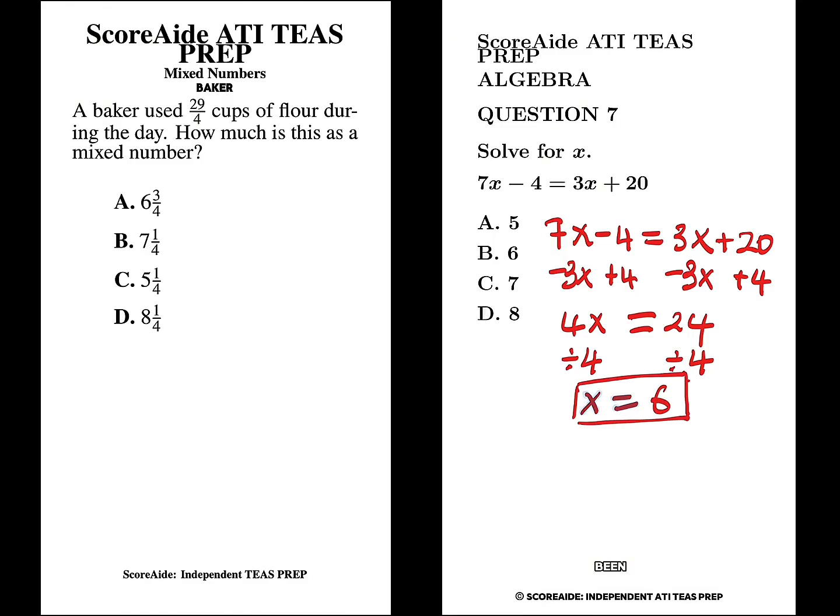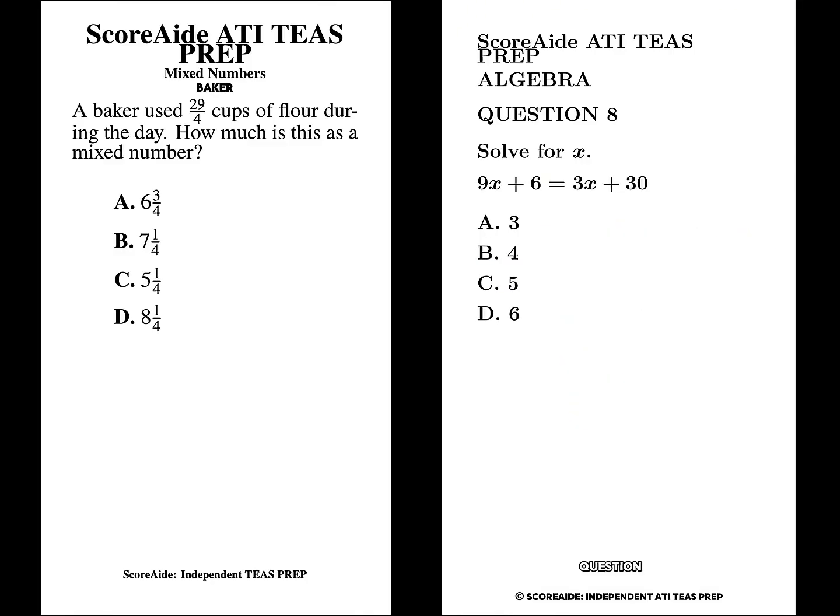For those who had been taking C, the answer now is B. Question 8. Solve for x, the equation. So now we have 9x plus 6 is equal to 3x plus 30.